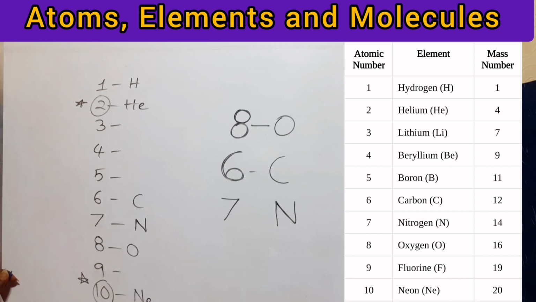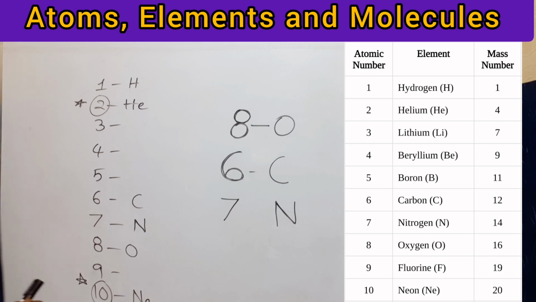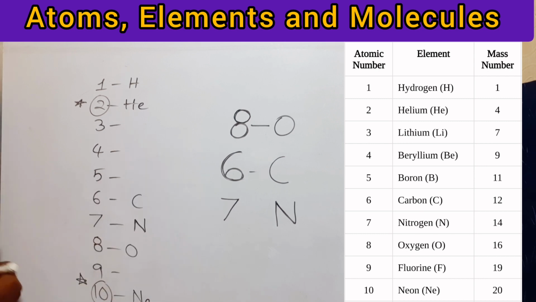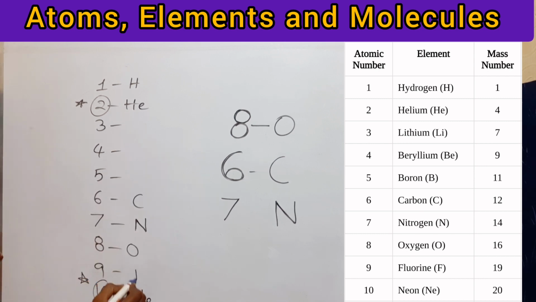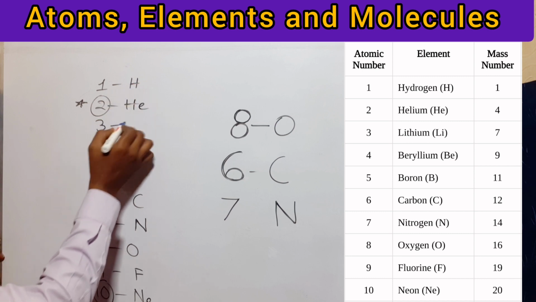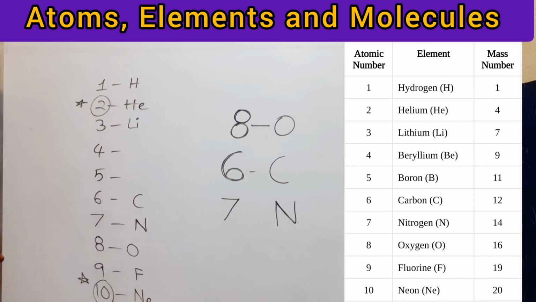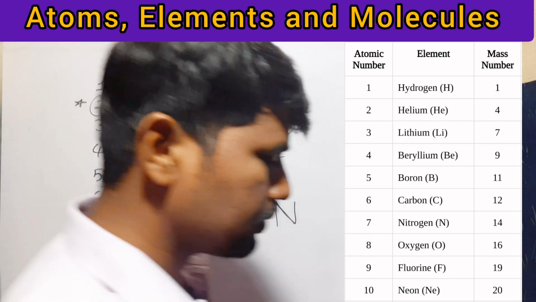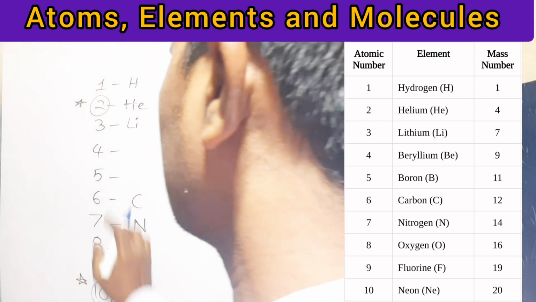Okay, yes students, this is just the basic idea. Then out of 10, how many are finished? 3 plus 3, 6 finished. Before and after: neon before fluorine, neon after sodium. Then next, helium before hydrogen, helium after lithium. Only 2 elements are there, right?